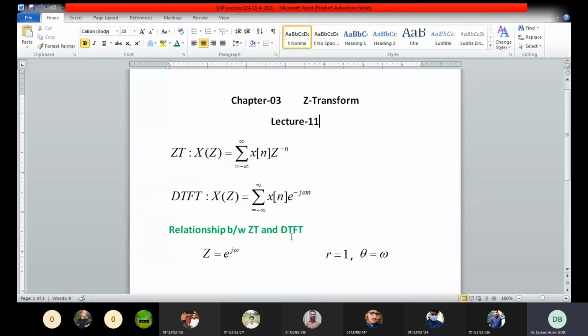We are computing the Z transform with one objective in mind: we want stability analysis of only IIR systems. So if somebody asks you why you studied the Z transform with respect to digital signal processing, the best answer is that we want stability analysis of only IIR systems.